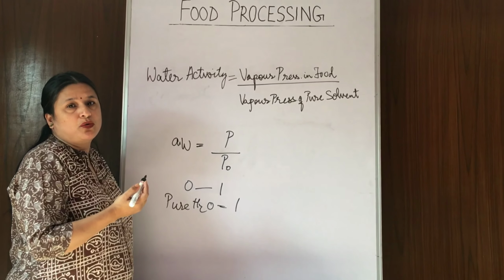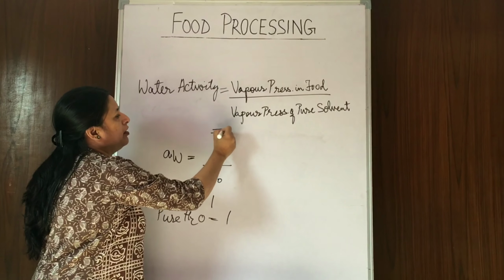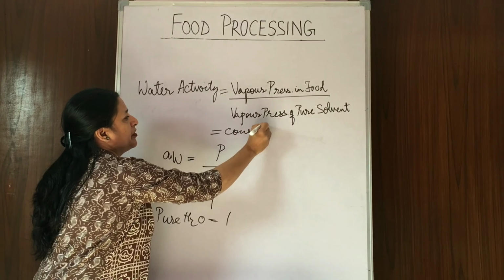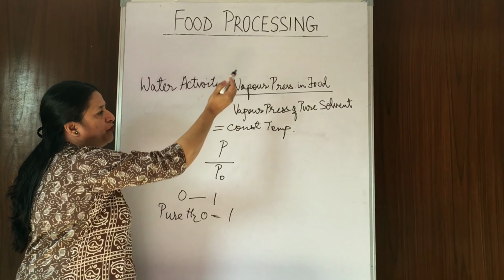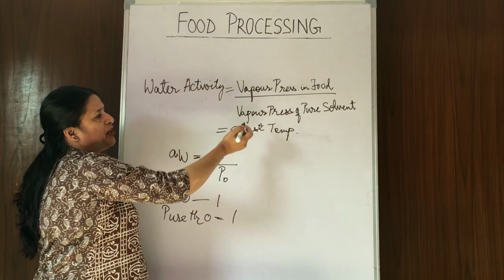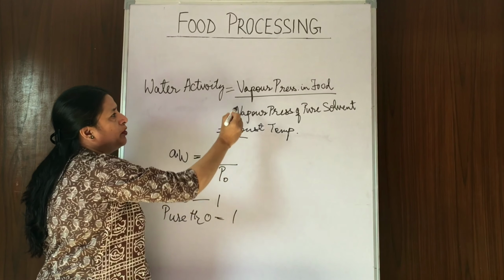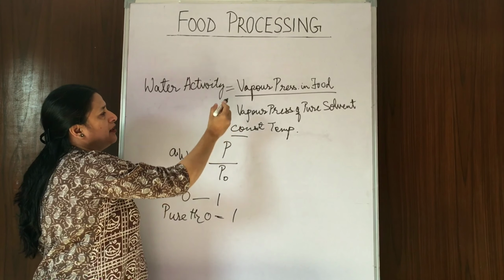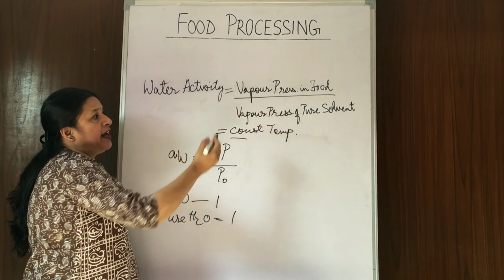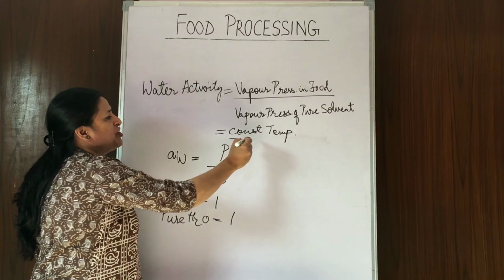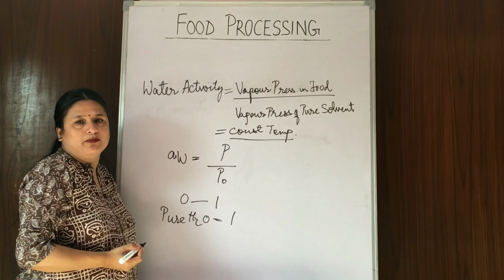Another important consideration while taking the water activity is that the ratios are always taken at a constant temperature. That means when we are measuring the vapor pressure of the food and the vapor pressure of the solvent, both are measured at the same constant temperature to take out the ratio. Otherwise, because temperature has a very important effect on the vapor pressure, they might change. So temperature plays a very important role during measurement of water activity in food.